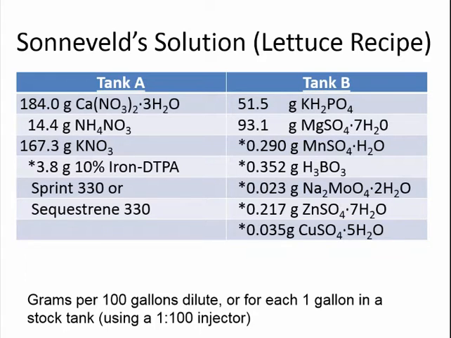So in this case, we have, again, the two tanks. We have calcium nitrate in one tank and the other fertilizer components that are compatible with that: the ammonium nitrate, potassium nitrate, and the chelated iron form. Then in the other tank, we have the additional macronutrients and micronutrients that we need that are in the phosphate and sulfate forms so that they don't precipitate out.